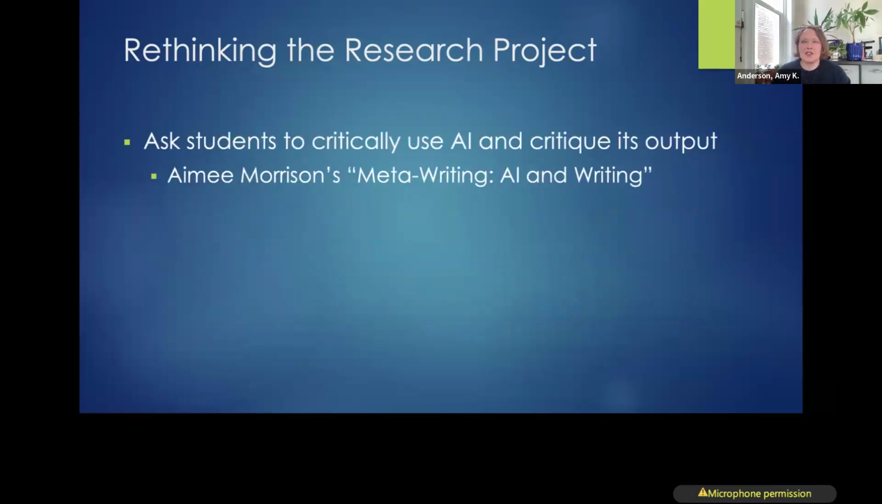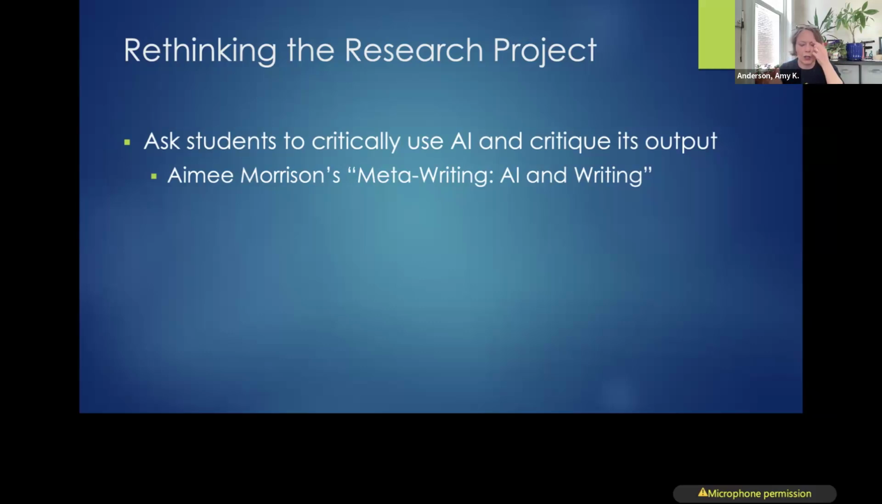Since students are going to be using AI anyway, I wanted to ask them to critically use it and to critique its output. The model that I use for this is an article by Amy Morrison called Meta Writing AI and Writing.